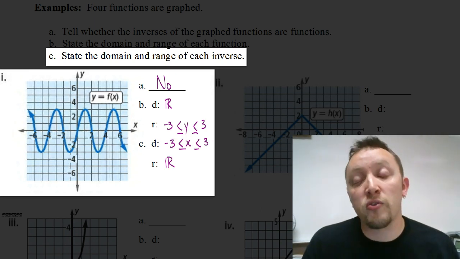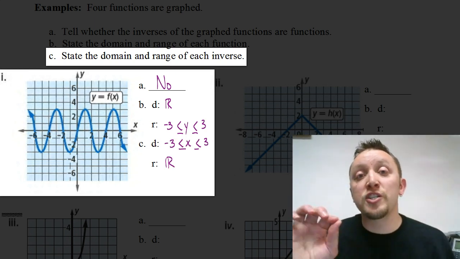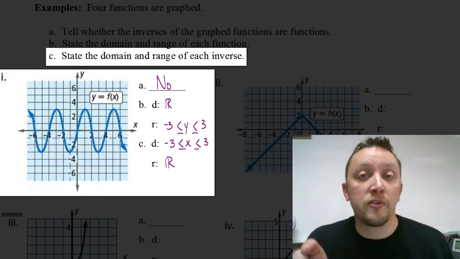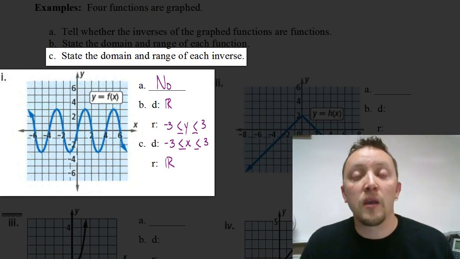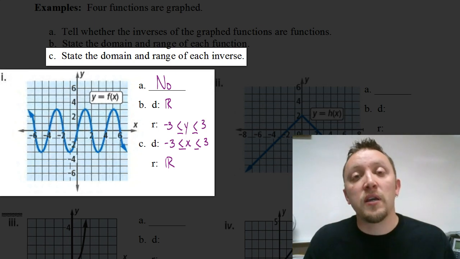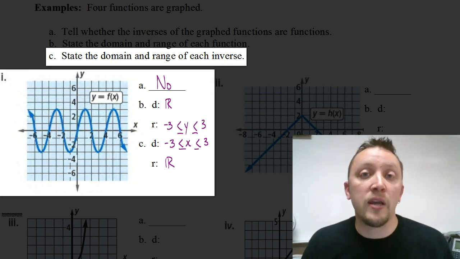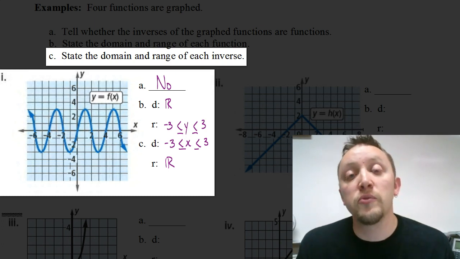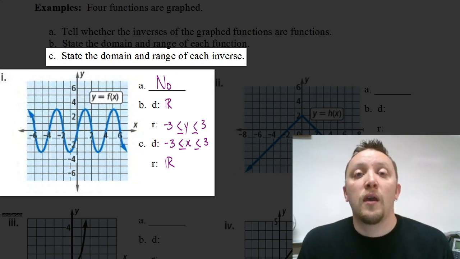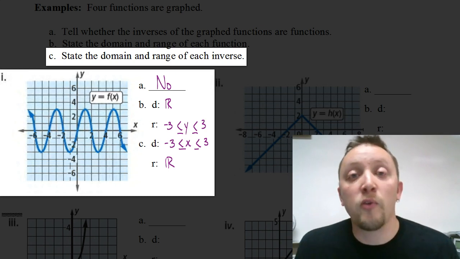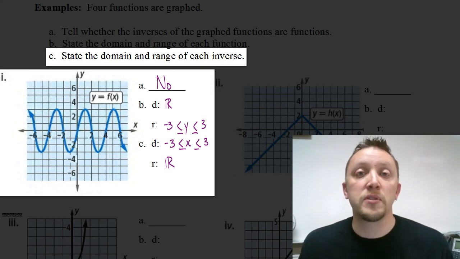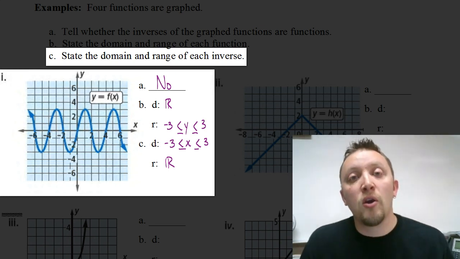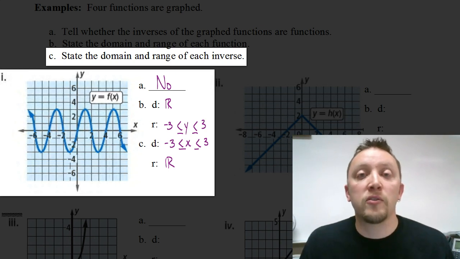So in this problem, since the original range went from -3 to 3 on the y-axis, for the inverse, it's going to go from -3 to 3 on the x-axis. We would say -3 is less than or equal to x, which is less than or equal to 3. And since the domain for our original function was all real numbers, that now becomes the range for our inverse. So now the range would be all real numbers.